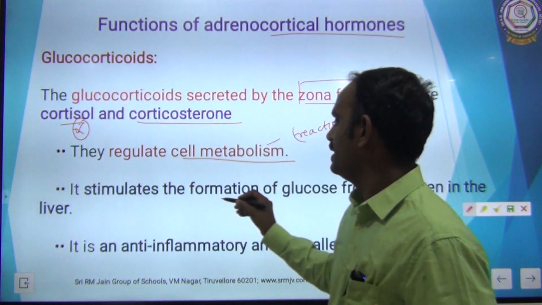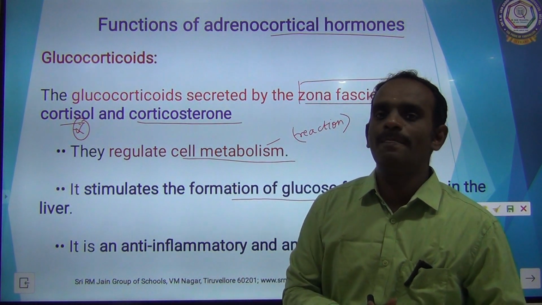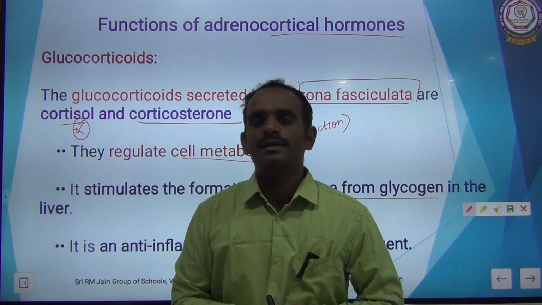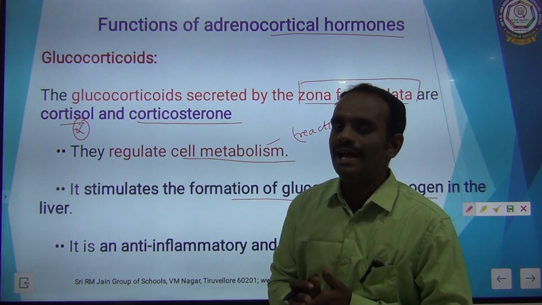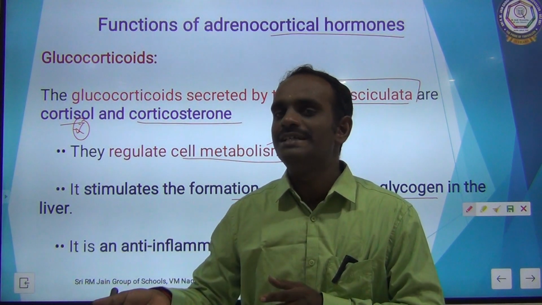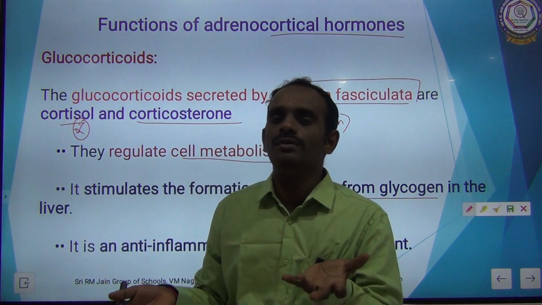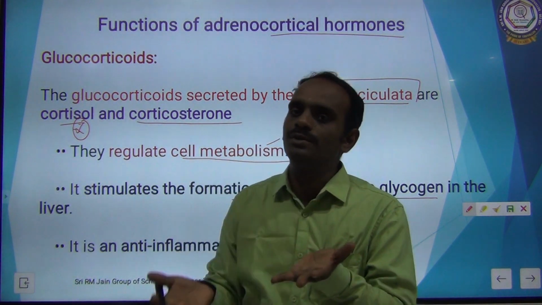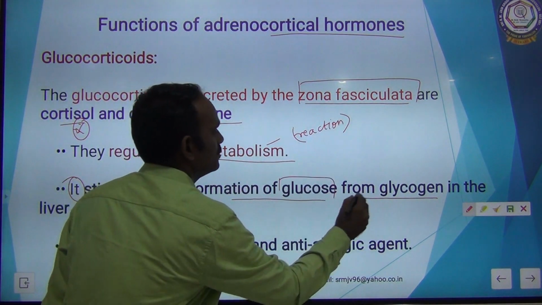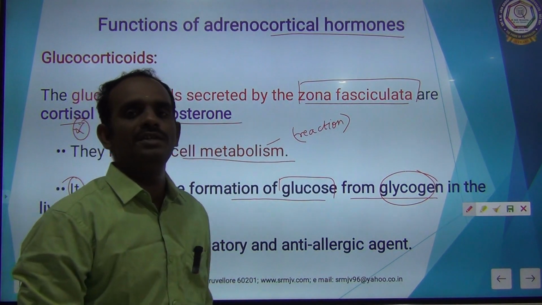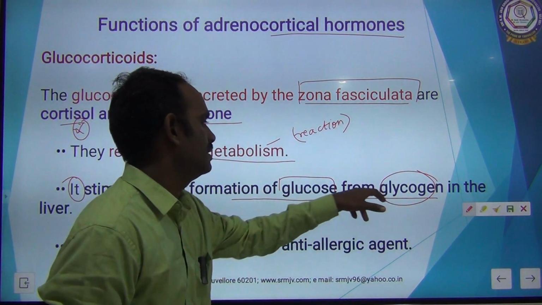The next one, it stimulates the formation of glucose from glycogen. In the previous class we discussed about endocrine part of pancreas. The beta cells of islets of Langerhans secrete insulin hormone. Clear? Alpha cells produce glucagon and beta cells produce insulin. Insulin converts the excess glucose into glycogen, and glucagon hormone converts the glycogen into glucose. See here, glucocorticoid stimulates the formation of glucose from glycogen. Glycogen is usually stored in the liver as well as in the adipose tissue. So this hormone stimulates the conversion of glycogen into glucose.